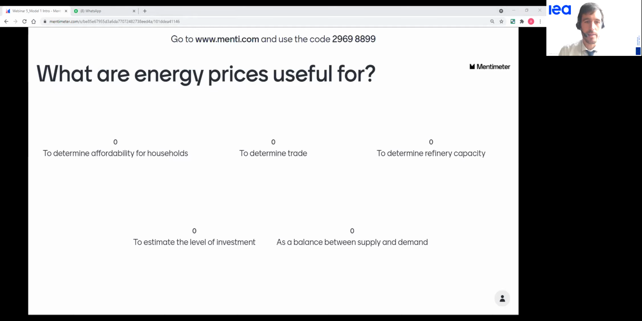One last question regarding how to work on those modeling tools, at least from the IEA modeling approach. Energy prices are a component of the modeling exercise. We need to work on those prices, to question ourselves how they will evolve in the future, and what that would entail. According to you, what are energy prices useful for in such a modeling exercise?